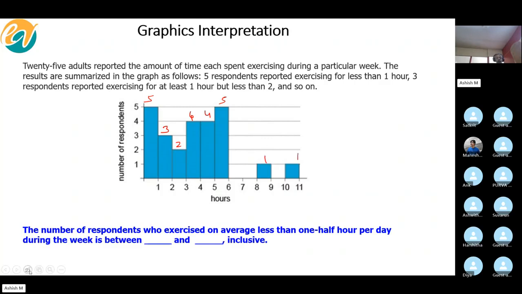And if you add them up, 5 plus 4 plus 2 plus 4 plus 4 plus 5 plus 1 plus 1, how much would it turn out to be? 25.